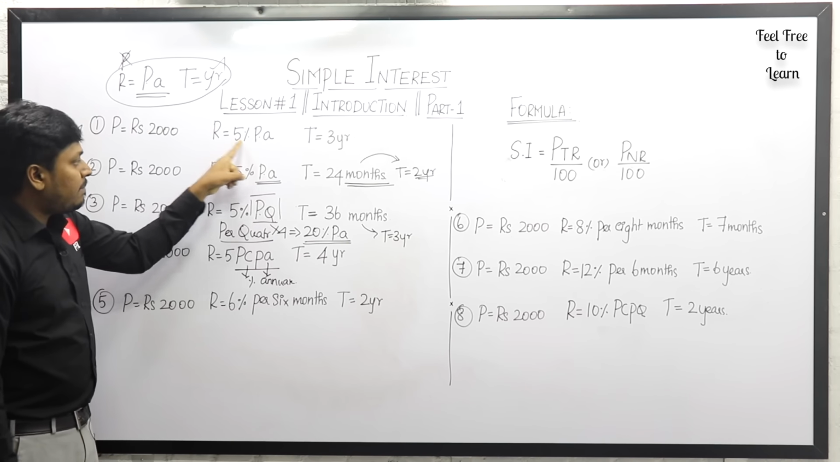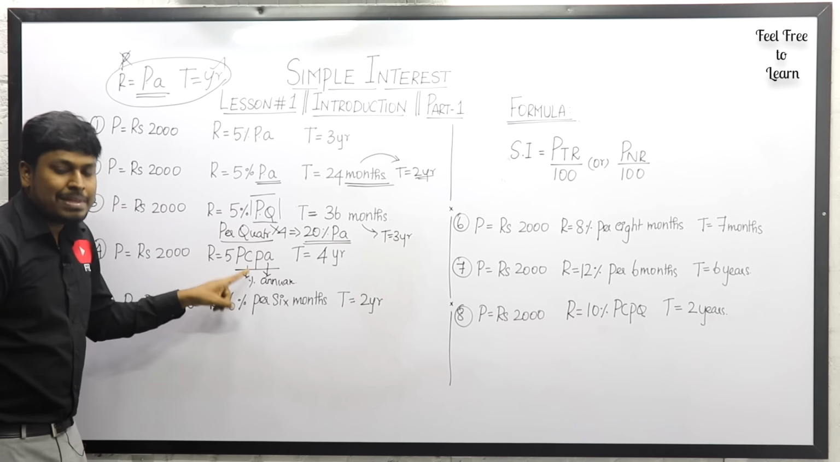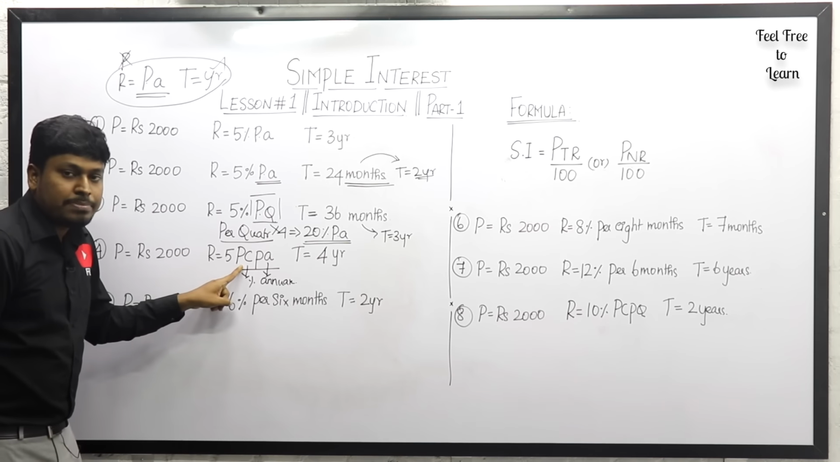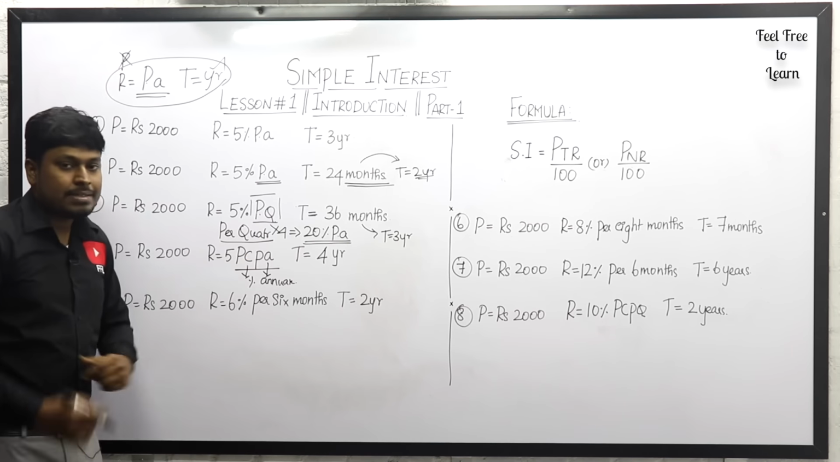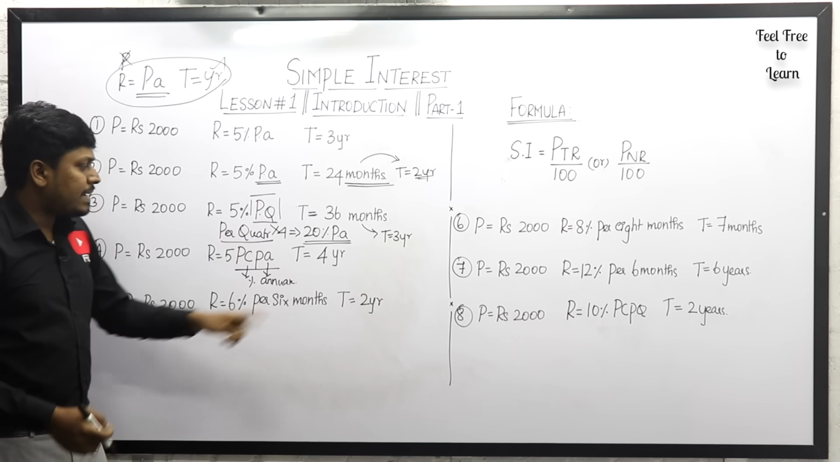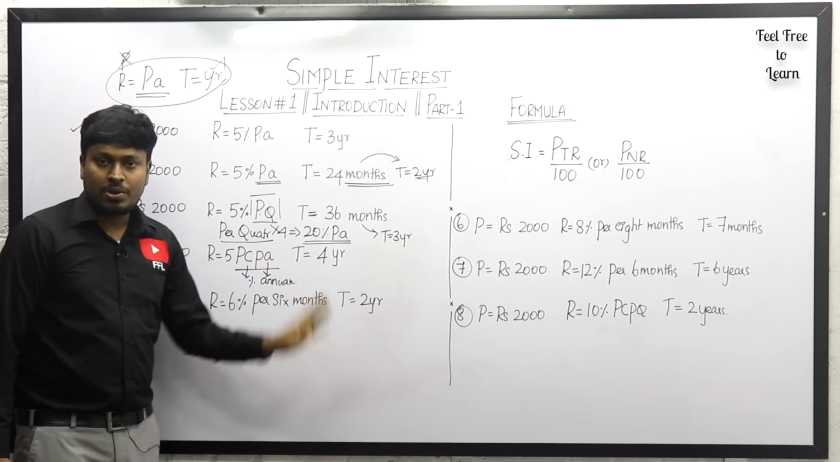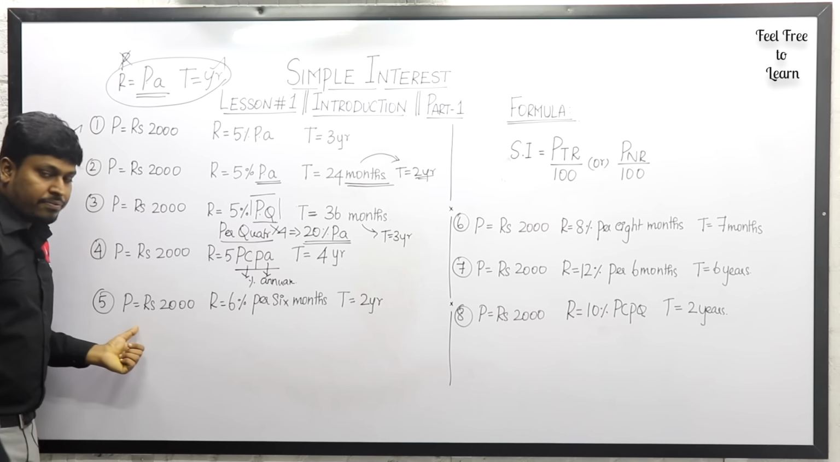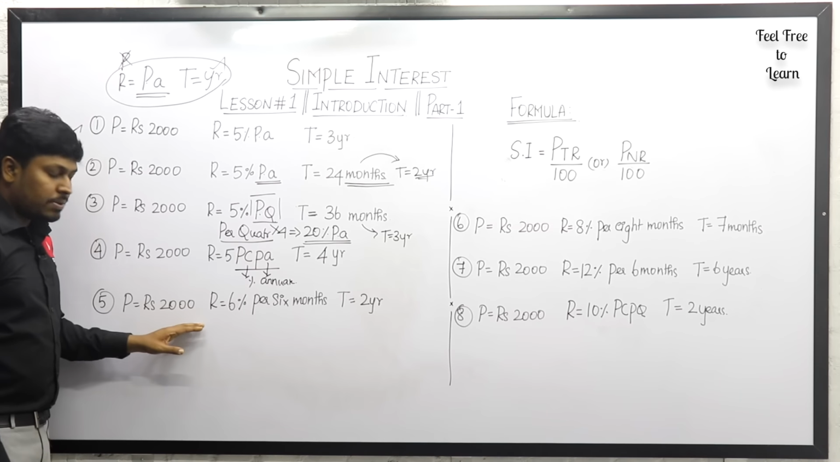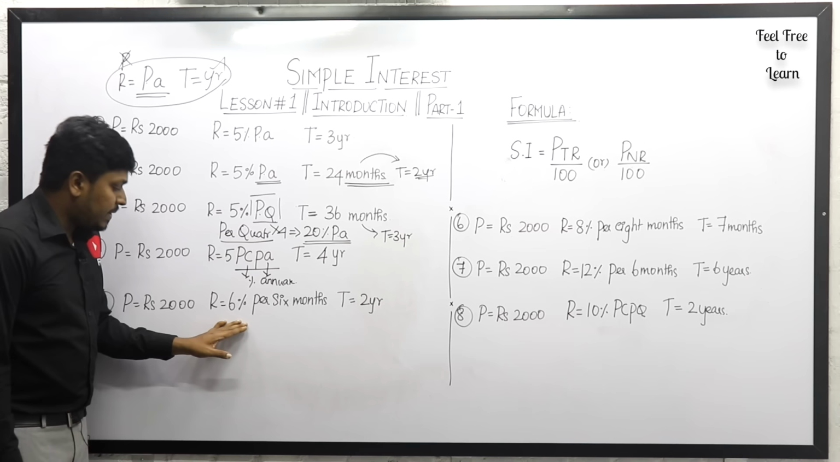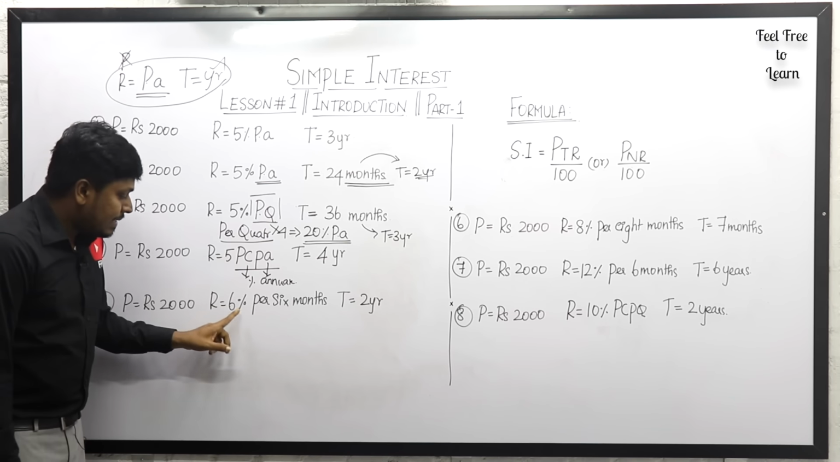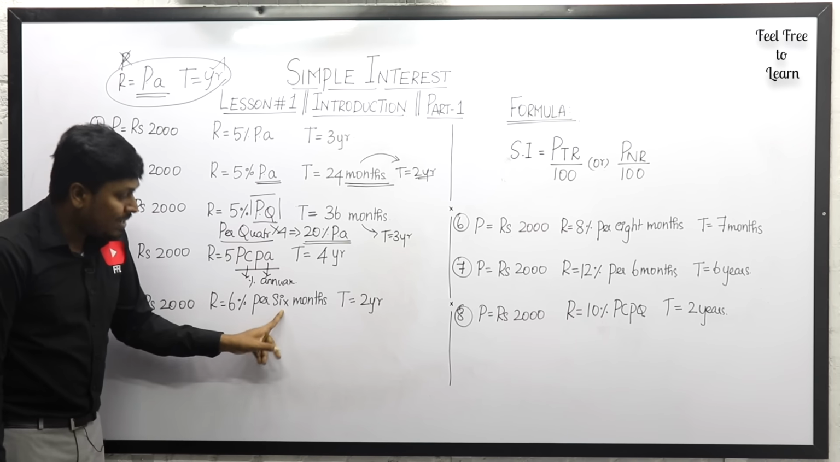Understood? The same number can also be given as PCPA. So PC determines percentage, PA determines per annum. Got it? And the time duration is 4 years, so you don't want to care about it. So point number 5. Here the principal is 2000. Okay, let it be. So the rate of interest. The rate of interest is 6% per 6 months.